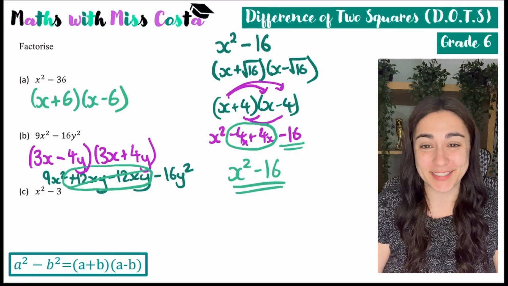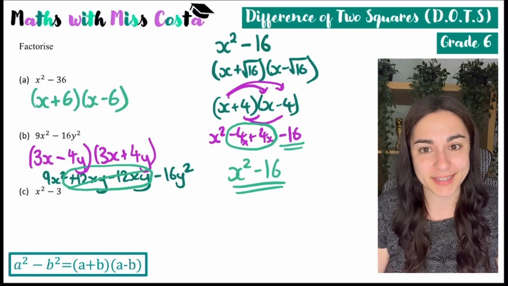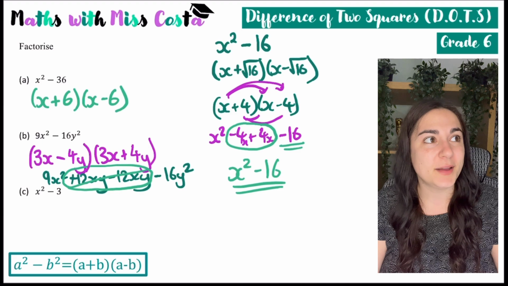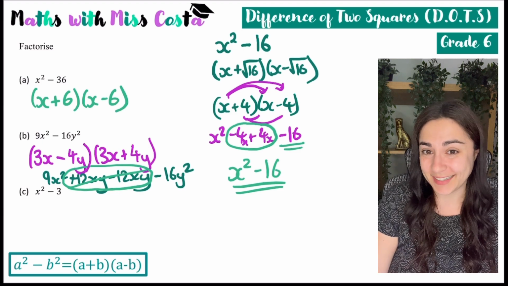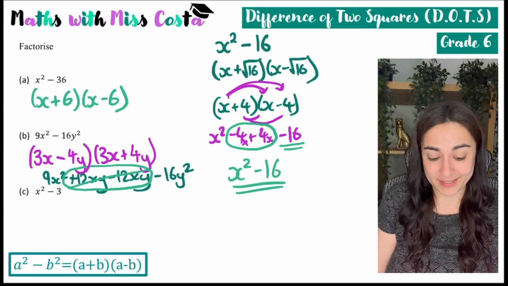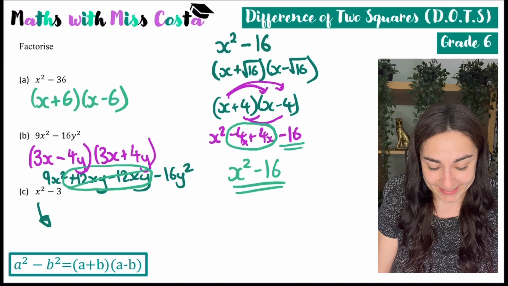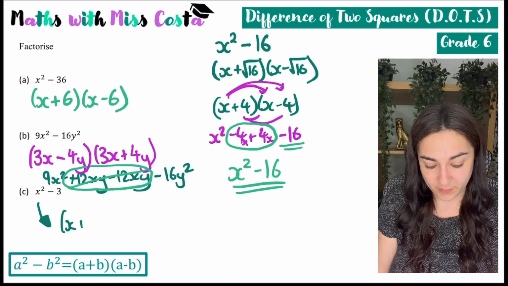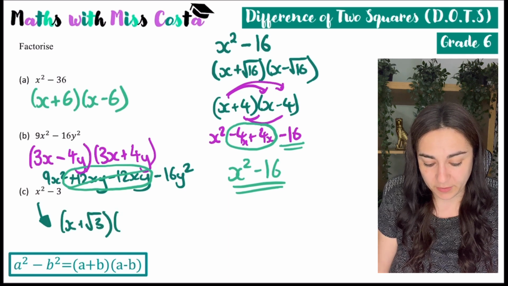And for this last one, it's just a little bit trickier because 3 is not technically a square number, however, I could write it in its surd form. So if it's asking you to factorise something like this, it's a bit sneaky, but all we do is we do x plus the square root of 3 and x minus the square root of 3.